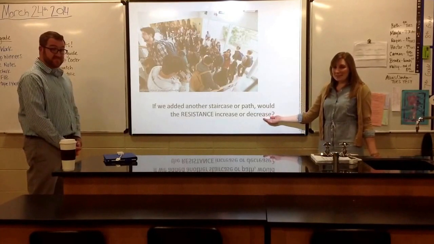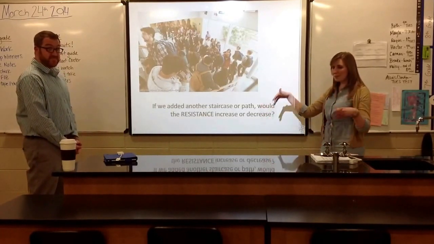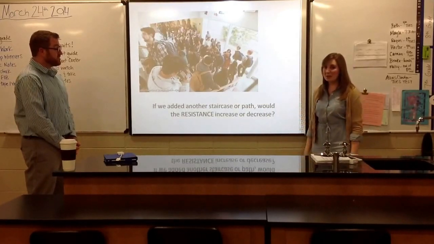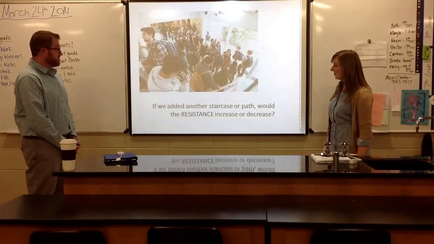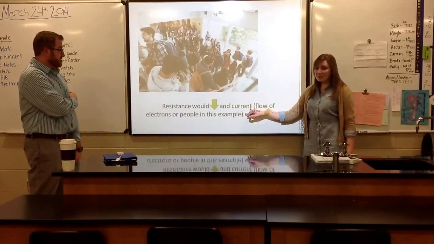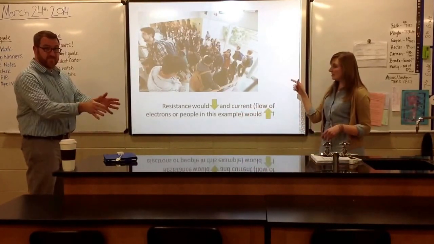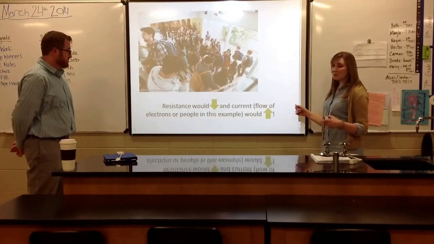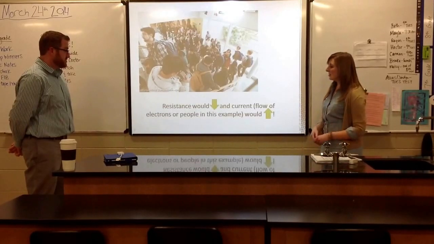Going to decrease, right? If we have more paths for the people to get through, there's going to be less resistance, less pushing, shoving, and you're going to get to where you need to go a lot easier. So resistance will decrease, and the current, like the flow of people in this example, or the flow of electrons in our circuits, is going to be able to increase as that resistance decreases.